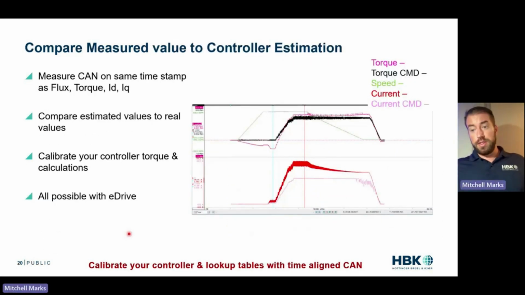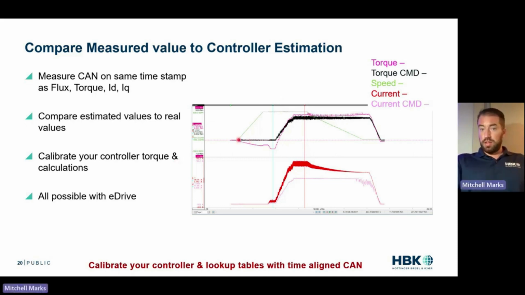Now, the other thing we're seeing is the controller calculating torque on its own. It's calculating flux, and getting to torque eventually. So we can compare measured values to the controller estimation by measuring the CAN bus of the system. And now you're getting your voltages, your currents, your torques, your fluxes, and your calculated torque, your calculated ID, your calculated IQ from the inverter, all in one place. So we can measure the CAN on the same timestamp and compare that to your values. You can look at what that difference is and start to calibrate your torque estimation.